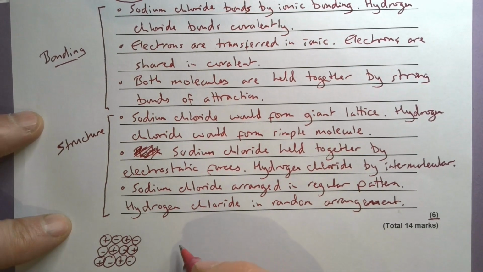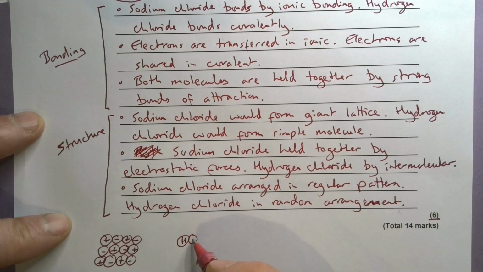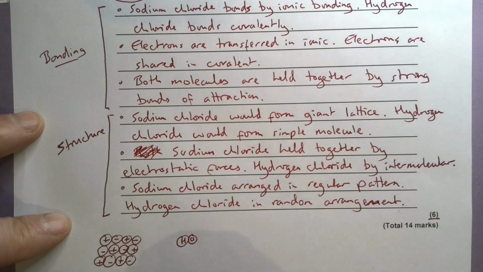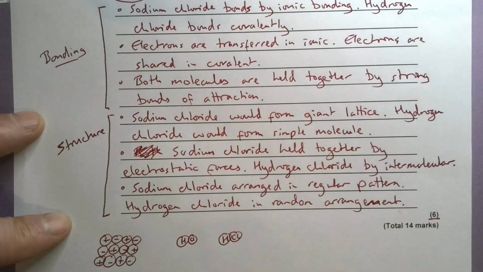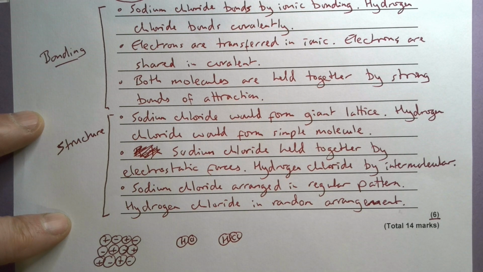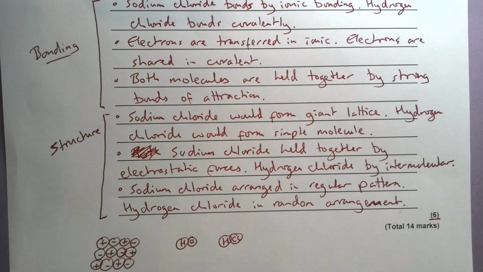Whereas with hydrogen chloride, what you'd end up with is HCl, hydrogen chloride. They just do that: hydrogen and chlorine. They just sit like that, and there's no attraction. Each pair has stuck together, and that's it. They don't need to worry about doing anything else. Okay, hope that helps.